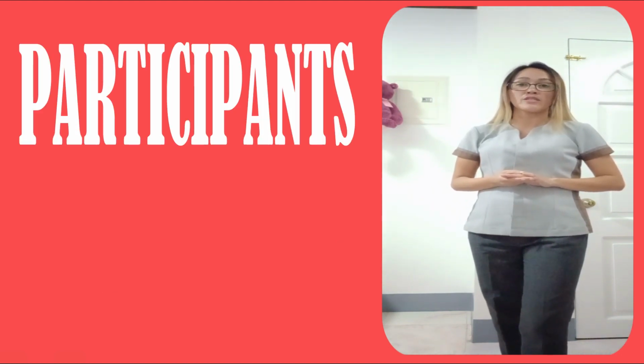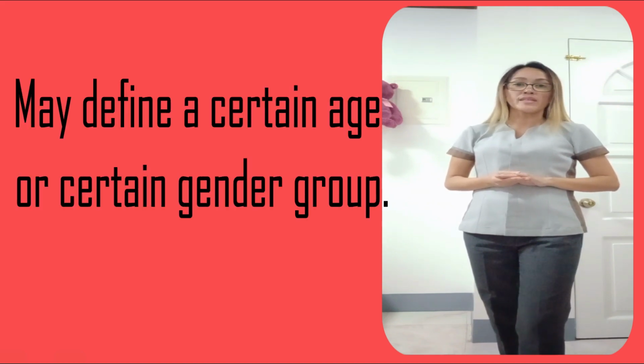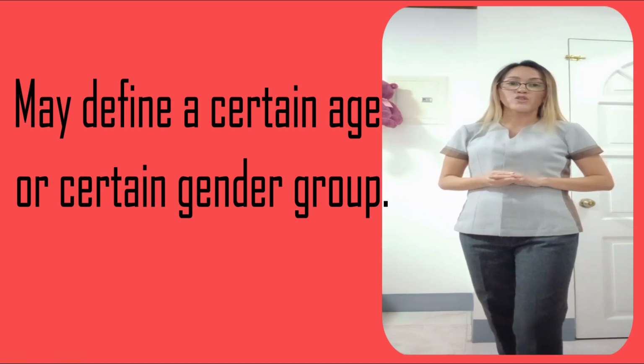So the fifth one is the participants of the literature to review. Reviews may restrict or limit to only adults, only females, only males, only children. So it may define a certain age or a certain gender group.